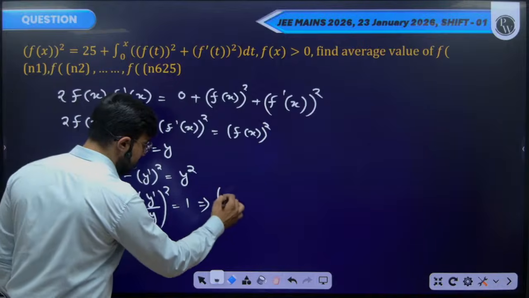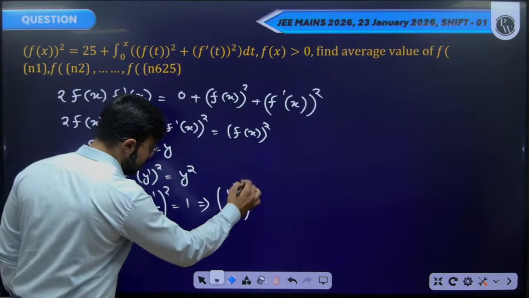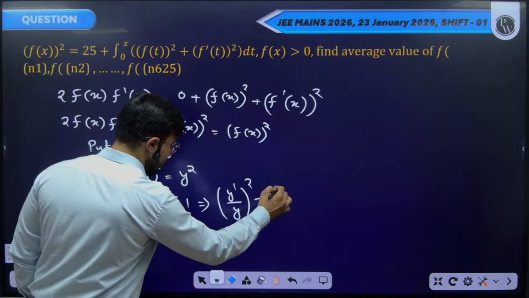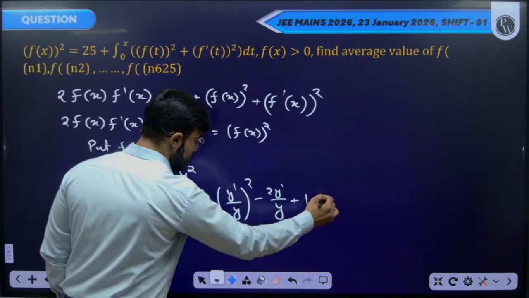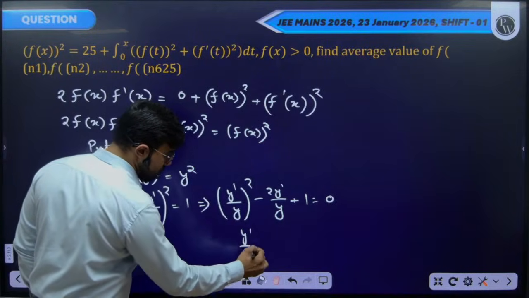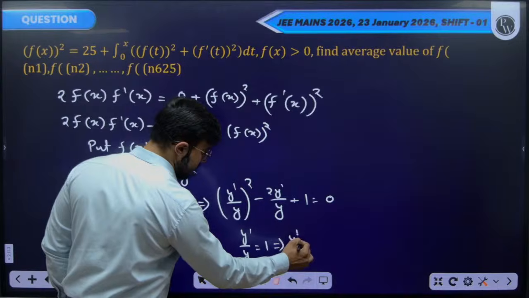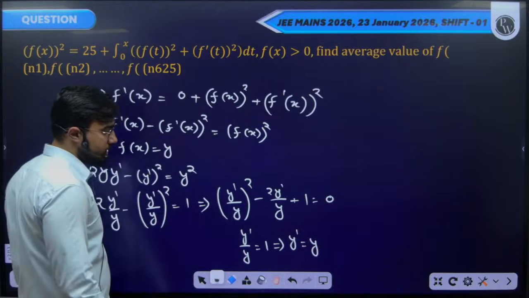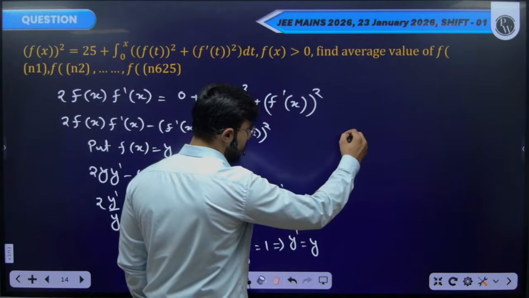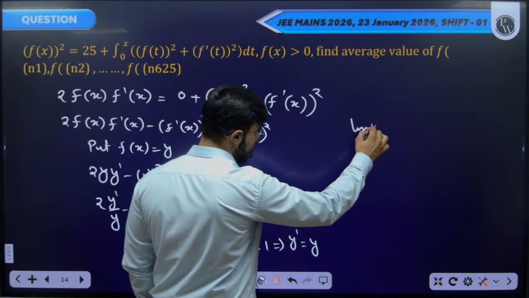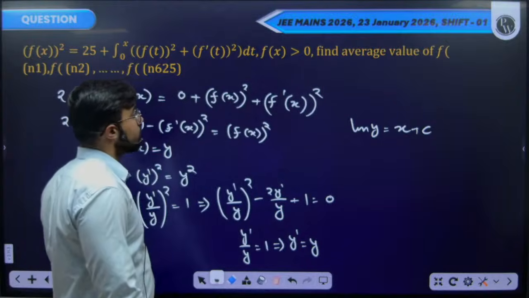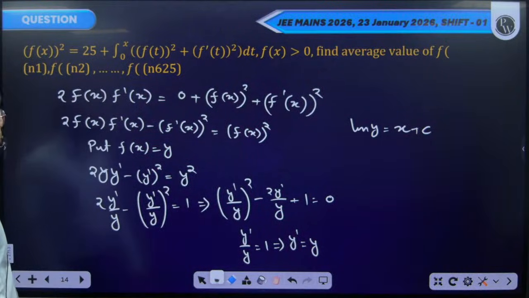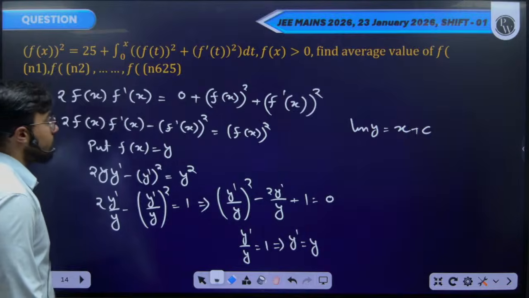Yeah, this will be solved out. So y square minus 2y dash upon y plus 1 is equal to 0. So y dash upon y should be 1. So I think y dash equals y. Just integrate it. What will you get? You will get ln y is equal to x plus c. So this is the value we have.